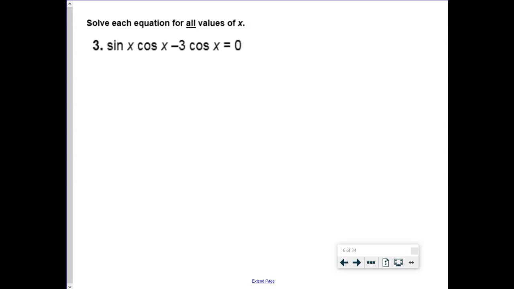All right, number 3. I'm looking through this question, and I'm seeing a sine and a cosine, which tells me I can't isolate anything, but I could factor something. We are going to factor out cosine, but before I dive into factoring, I got to just double check. Is this set equal to 0? Now I'm ready to factor.